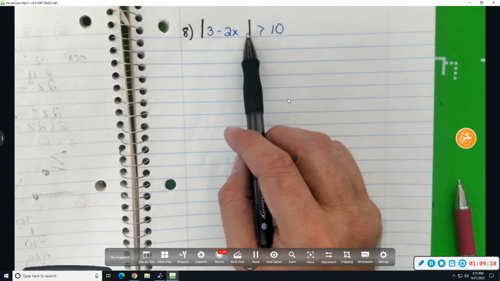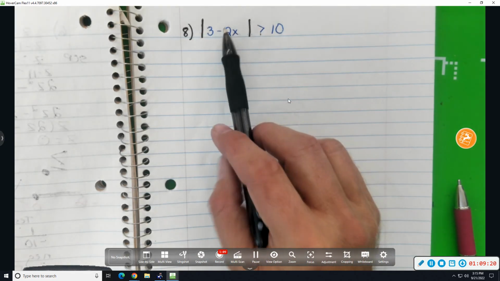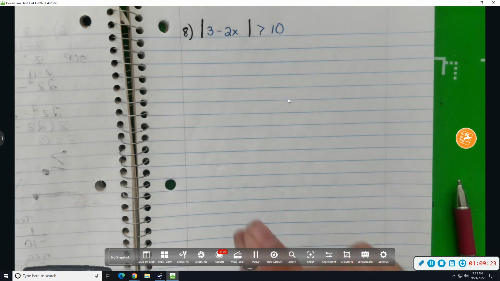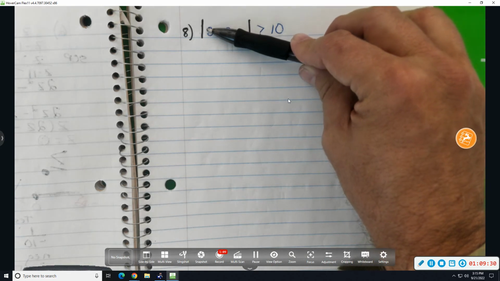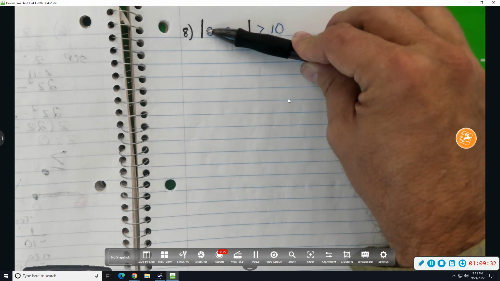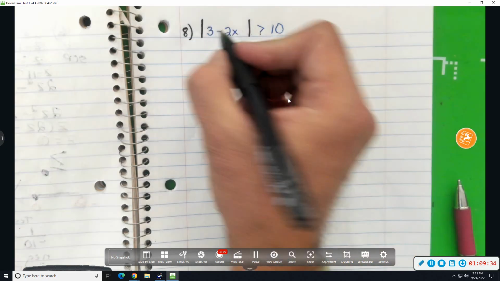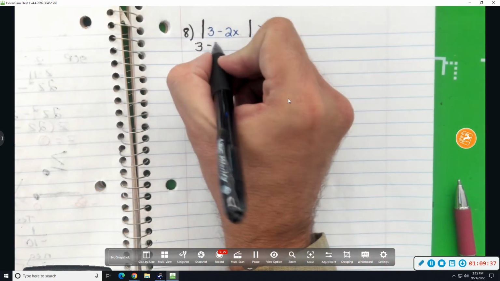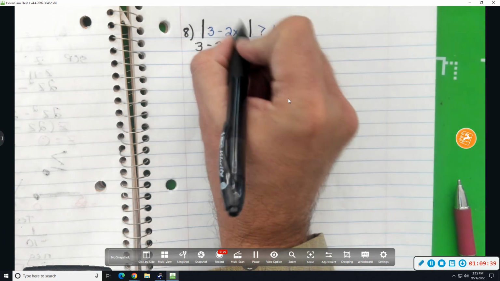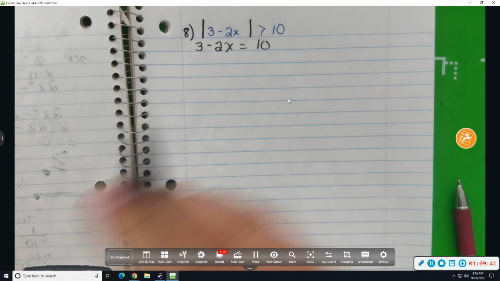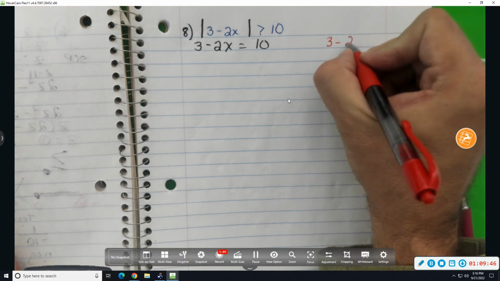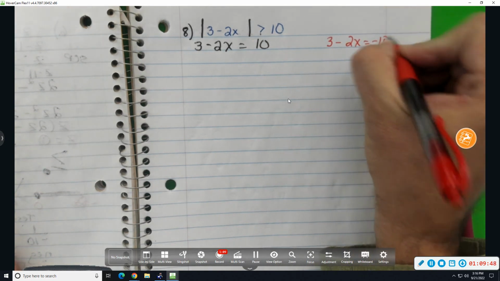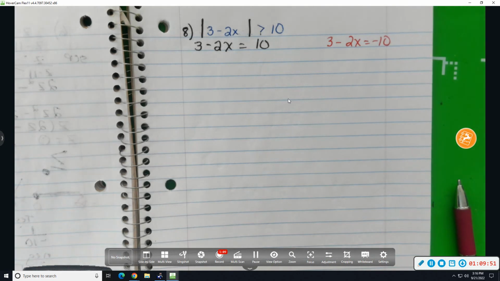But they're already isolated. So what sort of numbers have absolute value equal to 10? What are the only 2 numbers that could be in here to give us 10? I'll get you started. Positive 10 and negative 10. This is when you do that plus minus stuff. Take what's inside, set it equal to positive 10, set it equal to negative 10, and that's how you're going to get your solution cut points.